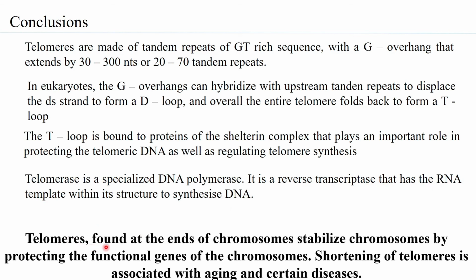Thus, telomeres found at the ends of the chromosome not just stabilize chromosomes by protecting the functional genes of the chromosomes, but what is an interesting fact is that shortening of telomeres is associated with aging and certain diseases, including CHD, coronary heart disease. So these are certain aspects of telomeres which make it a very interesting high order structure in DNA.